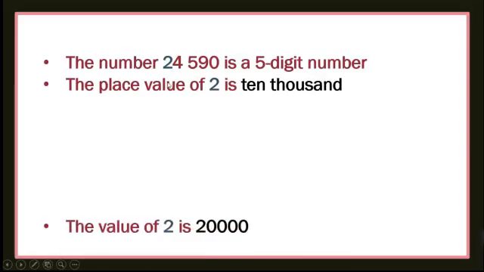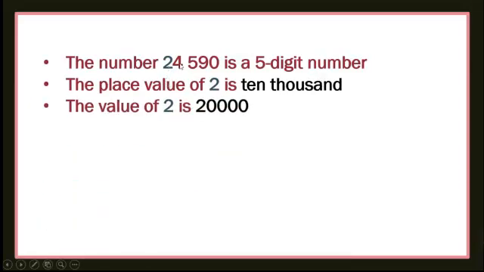And what about the value? I will put 2 and put 4 zeros: 1, 2, 3, 4. So the value of 2 is 20,000. How can I read this number?